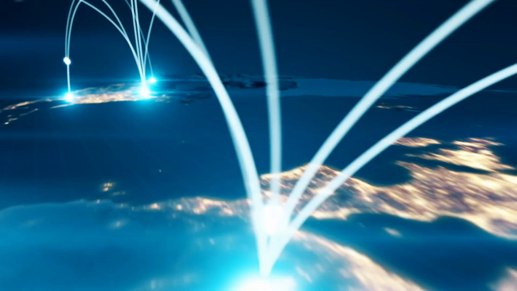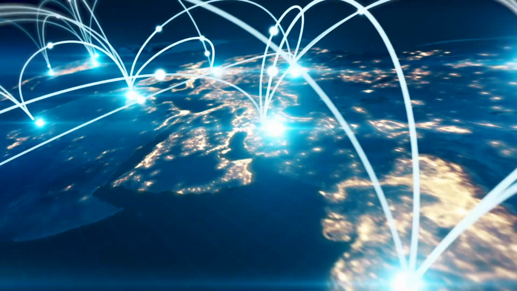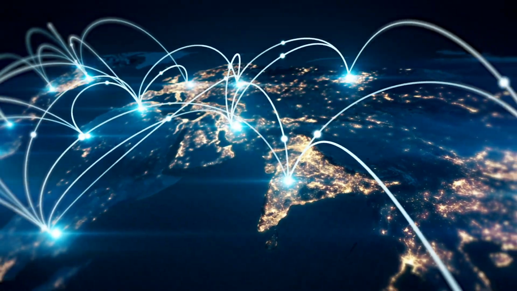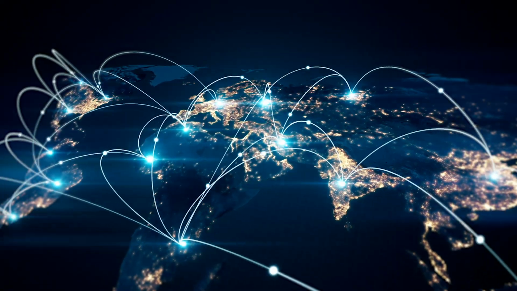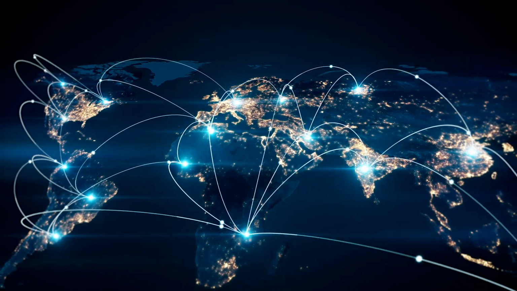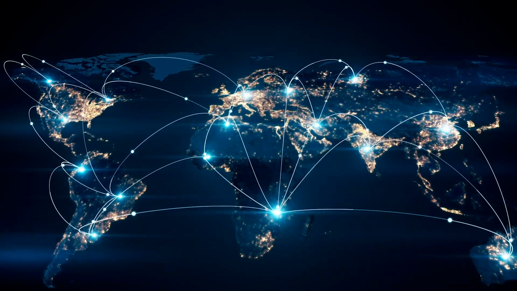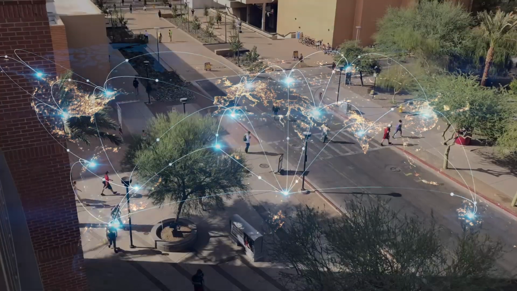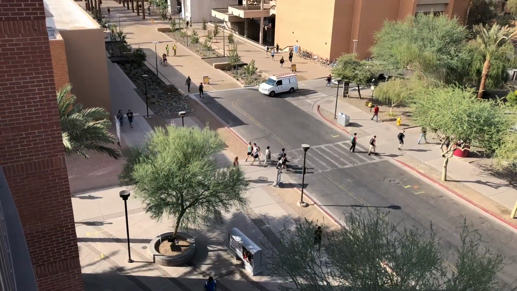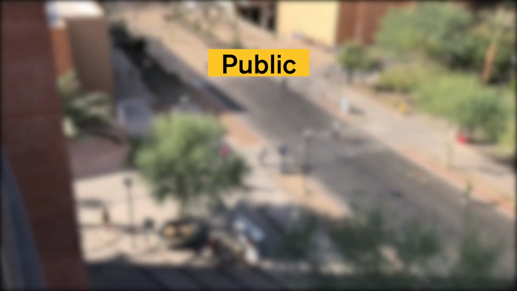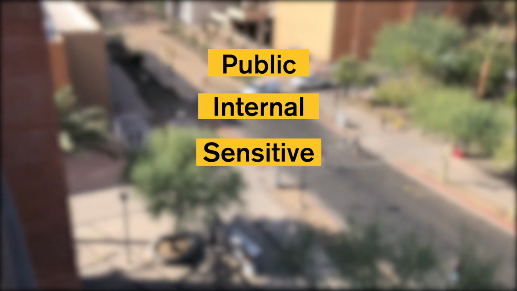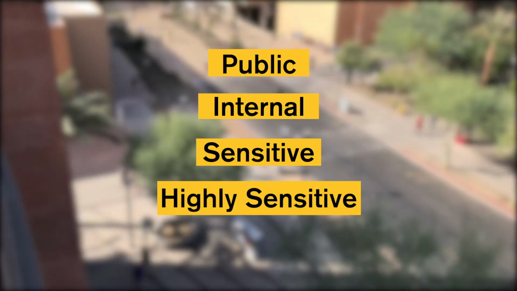As we continue to develop new information systems to support an increasingly global ASU, it's vital we take the necessary steps to ensure protection of the data we collect, store, use, and share. Knowing how to handle data securely begins with understanding its classification. ASU's 4 data classification levels are public, internal, sensitive, and highly sensitive.